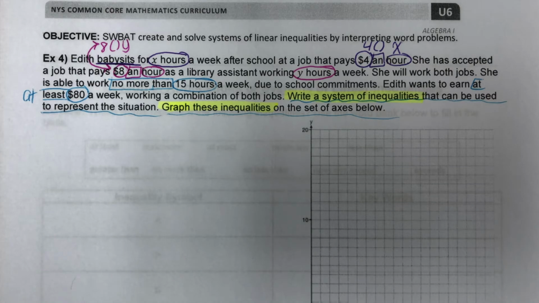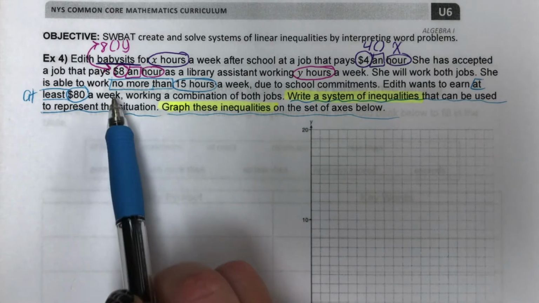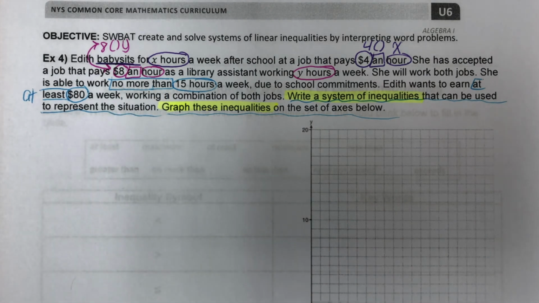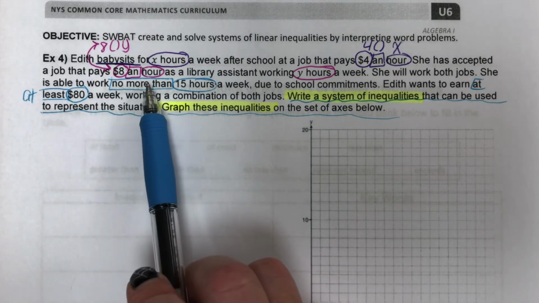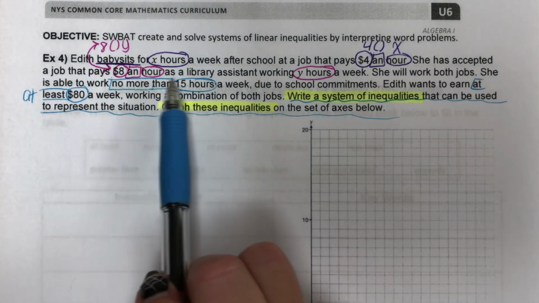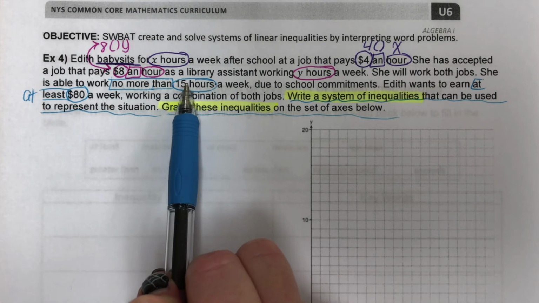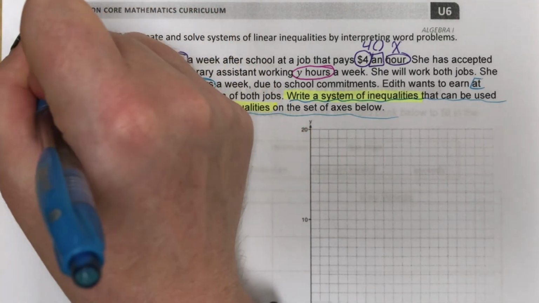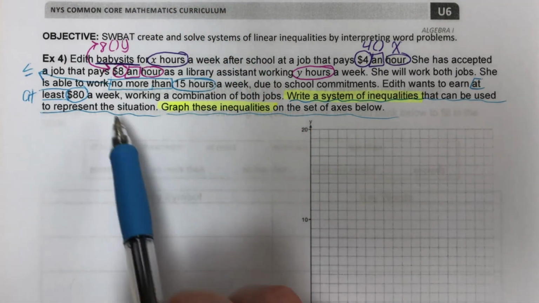She's able to work no more than 15 hours a week. No more than was a key inequality word that we had gone over on the first page. All right, when you see no more than, that's going to be the key symbol for less than or equal to. All right, because I can't work more than 15 hours, but I could work less than 15. So I'm going to write it on the side here, less than or equal to, and that's going to be the key symbol for no more than.